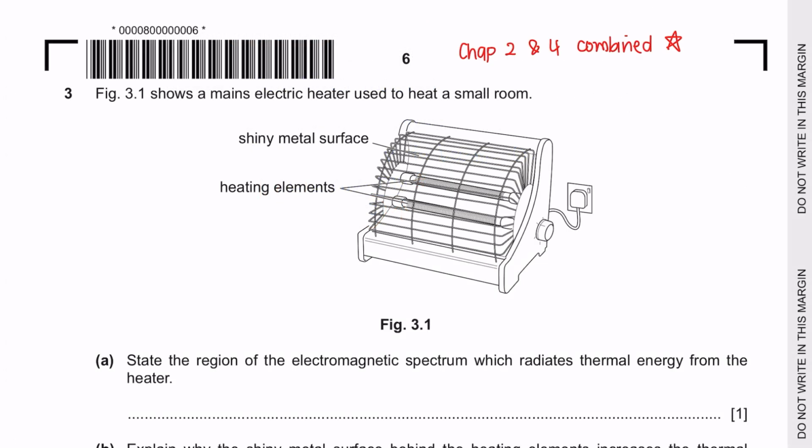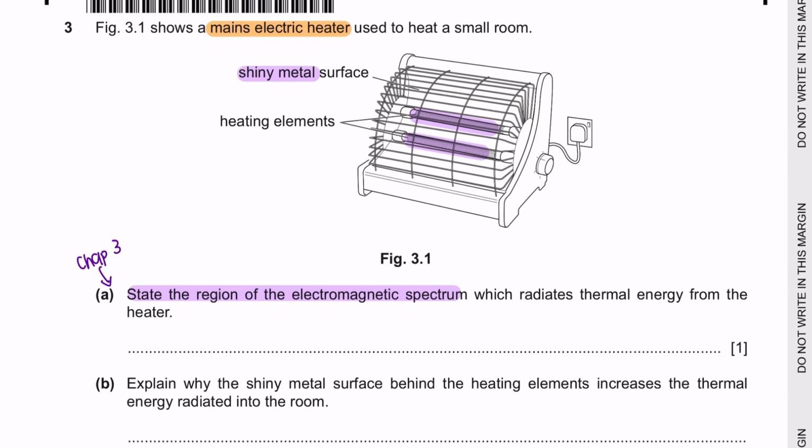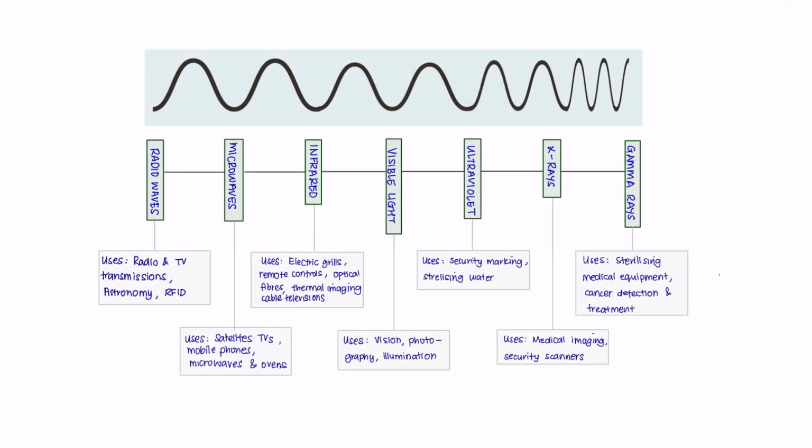Next, question 3 is from chapter 2 and the next part is from chapter 4. Figure 3.1 shows a mains electric heater used to heat a small room. It is covered with a shiny metal surface and there are heating elements inside of it. Question A. State the region of the electromagnetic spectrum which radiates thermal energy from the heater. The region of the electromagnetic spectrum that radiates thermal energy, also used for thermal imaging, is infrared.